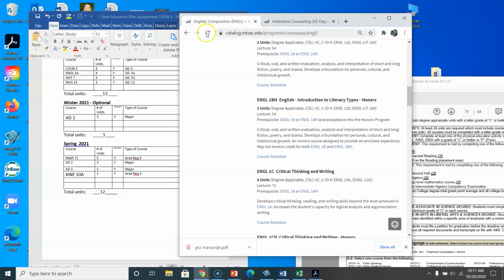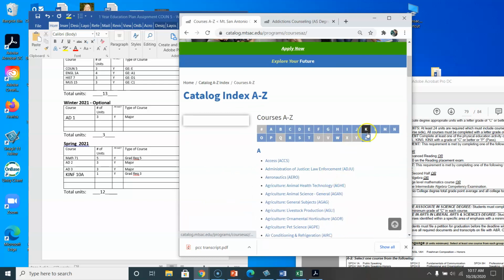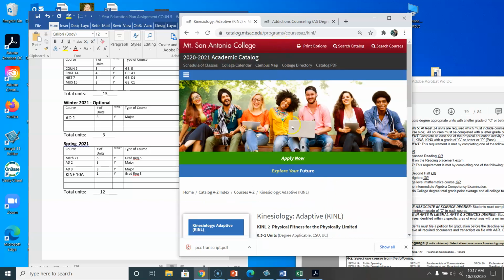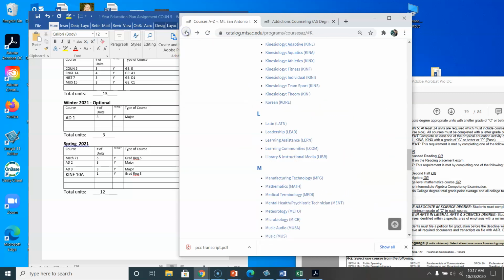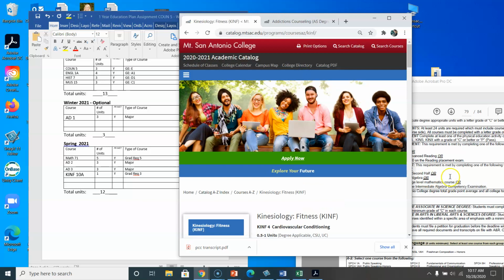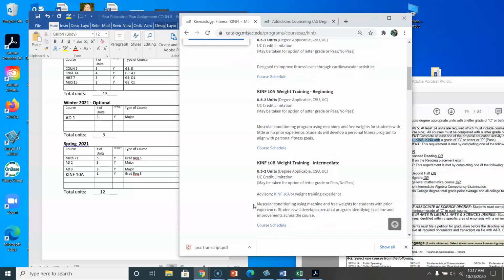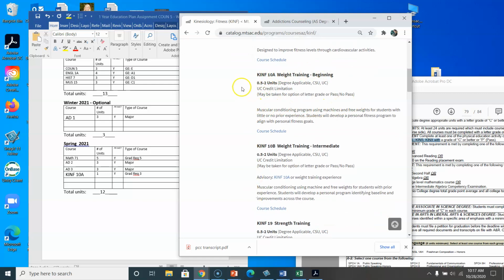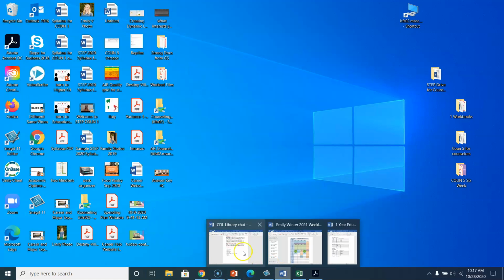So you just go to the catalog and you click on courses A through Z. And we can click on kinesiology. Whoops, did that too fast. So I want kinesiology fitness. Any of these that have the Kin F, Kin X, Kin A, anything listed here, any of these prefixes will work. So here's Kin F10A. Look, no prereq. So we're good. So now let's recheck it.